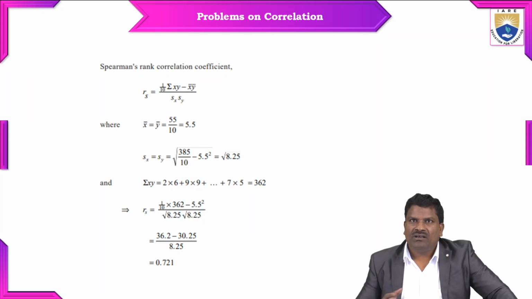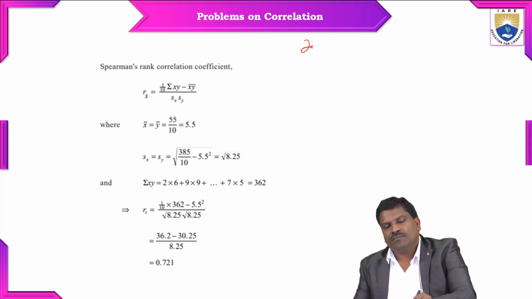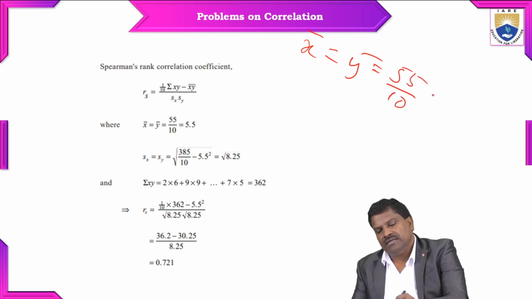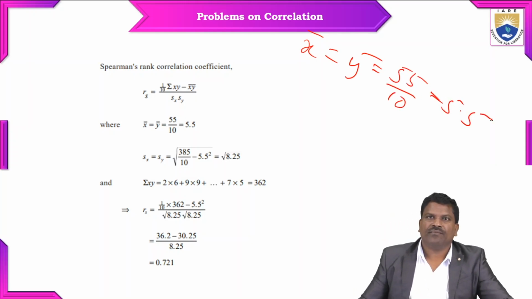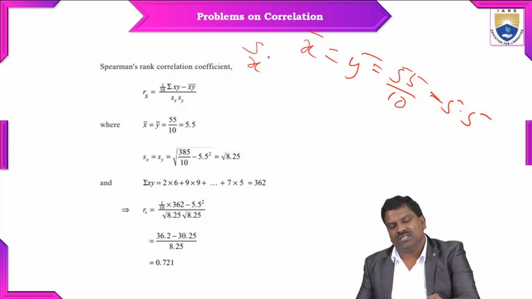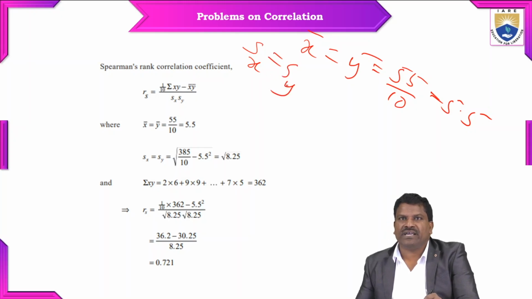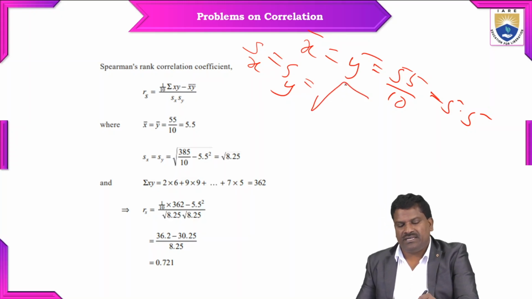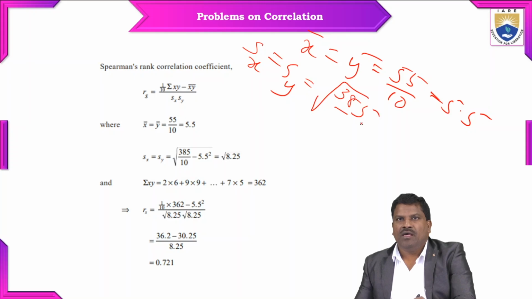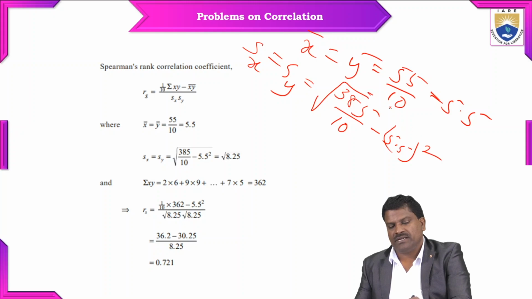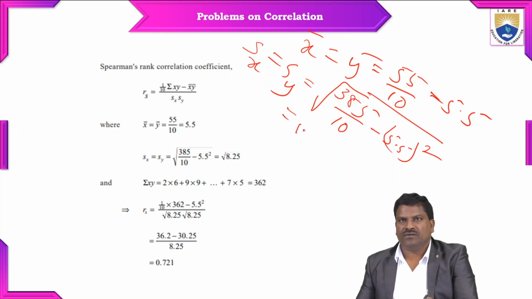Here, x bar and y bar are the same. It is 55 by 10, which is 5.5. Now let us calculate s of x. Here they are both the same. S of x is equal to s of y, which is the square root of sigma x squared by 10, that is 385 by 10, minus 5.5 whole squared. So it is the square root of 8.25.